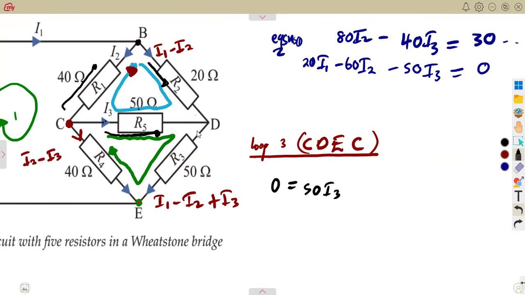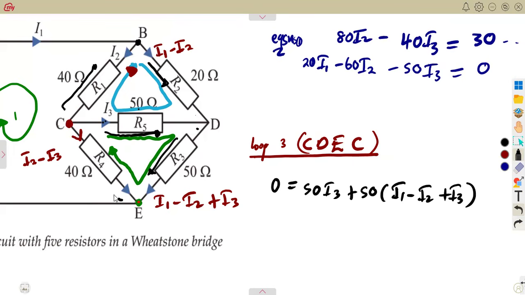Okay, you move on from D to E. What is happening from D to E? You're moving in the same direction. The current here is moving in the same direction as the loop, so that's a positive. That's 50 times the current in this branch. What is the current flowing in this branch? That is I1 minus I2 plus I3. That's it.